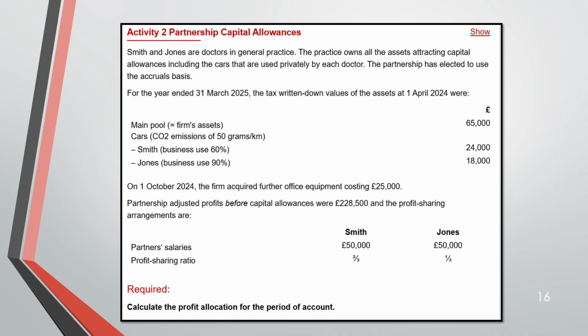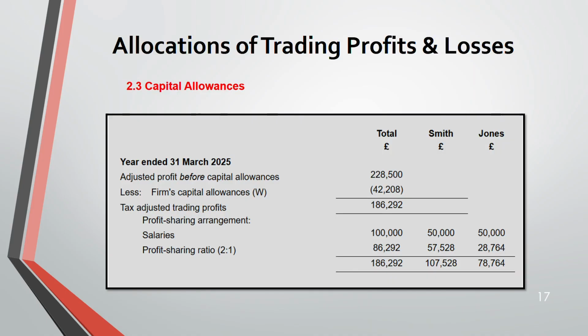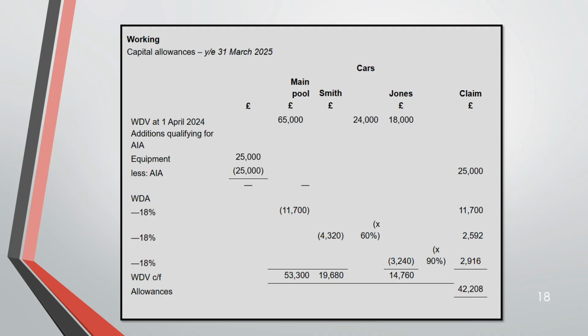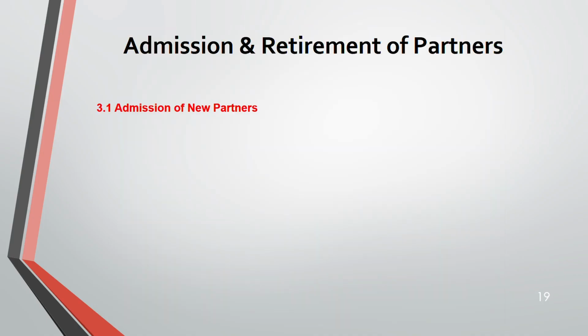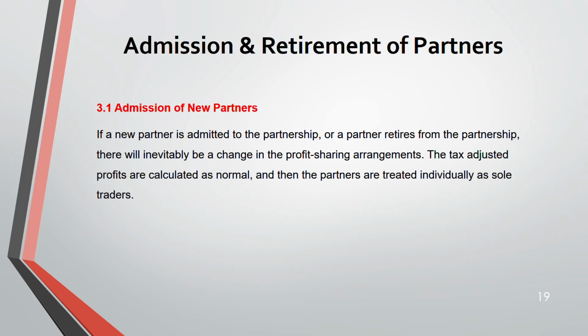Now moving on to activity 2. Activity 2 also we have solved. Here we have calculated the capital allowance. This is the working. And now the third area, when a new partner is entering. So here, if a new partner enters, remember the profit sharing arrangement will change. Tax adjusted profits are calculated normally. Remember each partner is treated as a sole trader individually.